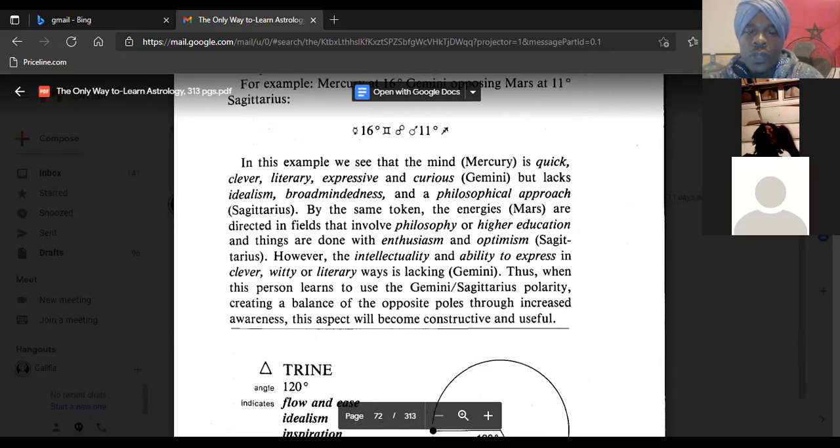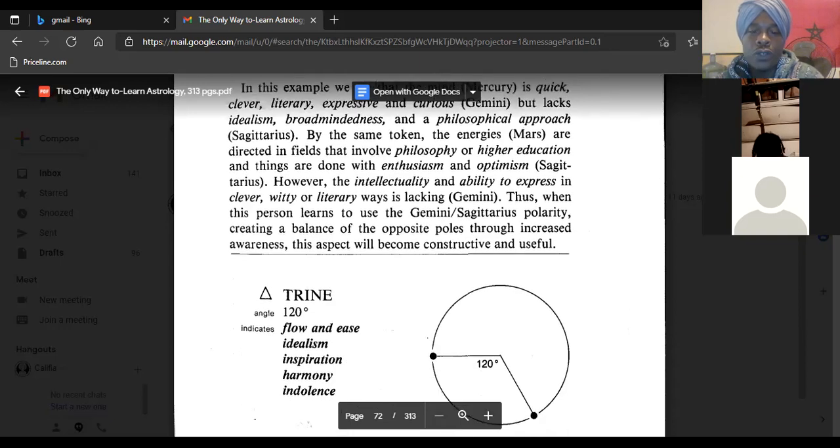In this example, we see that the mind, Mercury, is quick, clever, literary, expressive, and curious, Gemini, but lacks idealism, broad-mindedness, and a philosophical approach, Sagittarius. By the same token, the energies, Mars, are directed in fields that involve philosophy or higher education, and things are done with enthusiasm and optimism, Sagittarius. However, intellectuality and the ability to express in clever, witty, or literary ways is lacking, Gemini. Thus, when this person learns to use the Gemini-Sagittarius polarity, creating a balance of the opposite poles through increased awareness, this aspect will become constructive and useful.